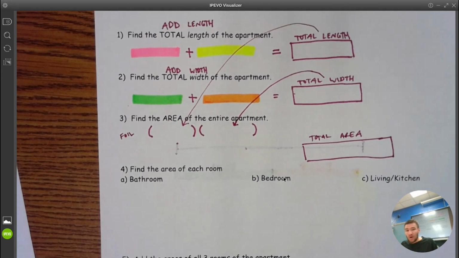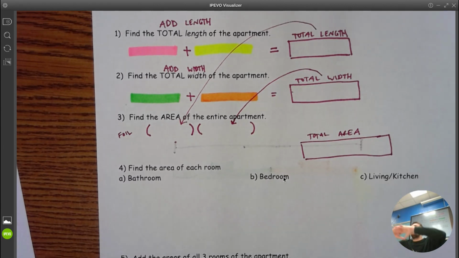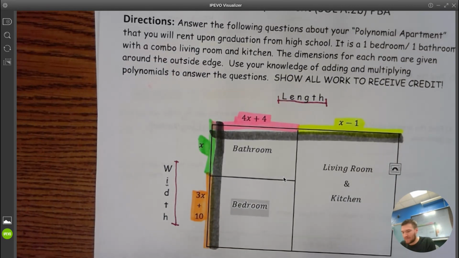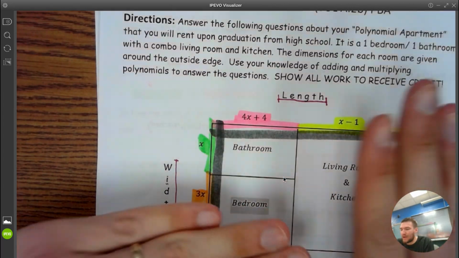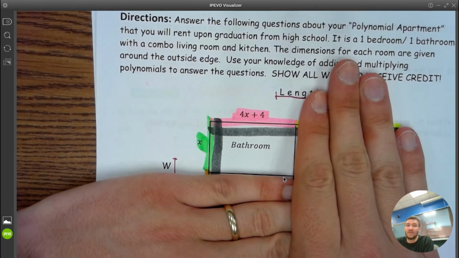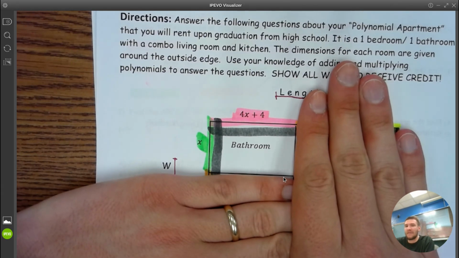Question number 4 is when instead of looking at the big picture of the whole apartment, we're just going to look at the individual rooms. So the first room we're going to talk about is the bathroom. Here's the bathroom. We only want to look at the bathroom. Which 2 colors are we going to use to multiply to make the bathroom area? I hope it's looking pretty obvious. We're going to be using the green and the pink, and we're going to be multiplying them together.